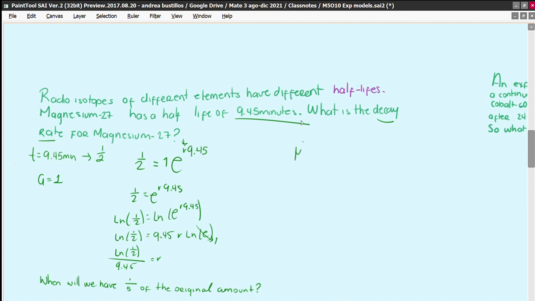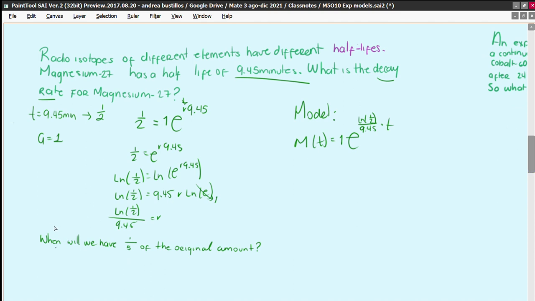So let's write the final model. The model is going to look like this. The mass of magnesium at a certain time is my initial amount, that is just 1, times e raised to the power of my rate of growth, or my rate of decay, times my variable, t.